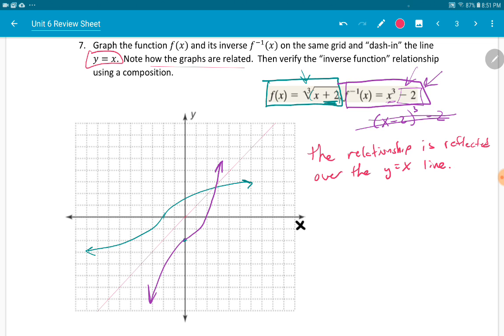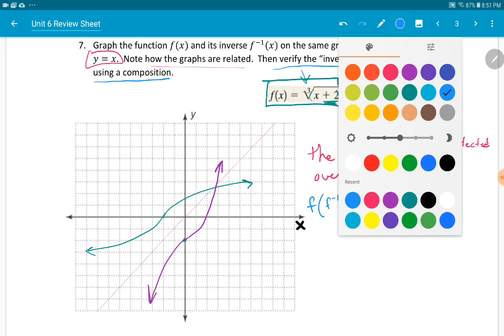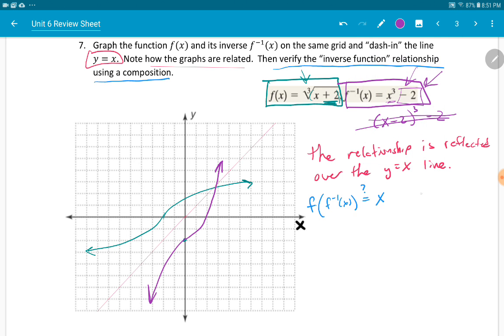All right, now my favorite part, to verify with the composition. That's 2 parts. That means I have to find f of f inverse of x, and I have to find that that is equal to x. That's something I had to prove. And I also have to prove that f inverse of f of x. So I need to be able to go both ways, and find that f will undo f of f inverse, and f inverse will undo f.